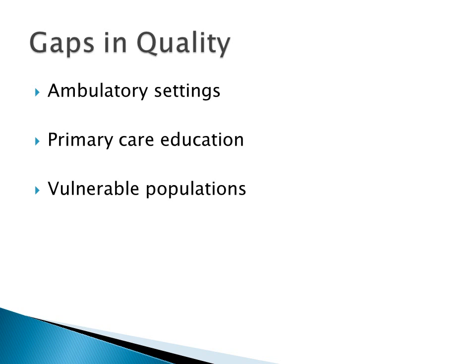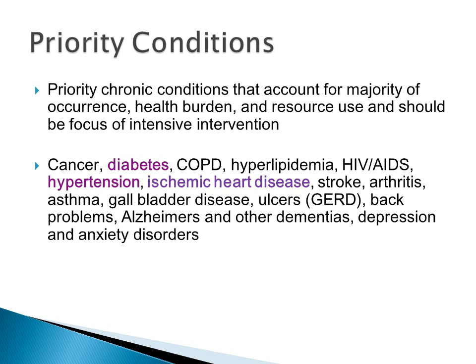This is aggravated by the fact that there really isn't a lot of education in primary care preparing primary care providers or nurses in how to do quality work in ambulatory settings, and there's been very little work on how to do quality work with vulnerable populations. Some other gaps, if you will: we know that chronic illness is the priority condition, and it accounts for the majority of health problems and health burden in this country, and certainly the cost of health care, and it should therefore be the focus of intensive intervention.